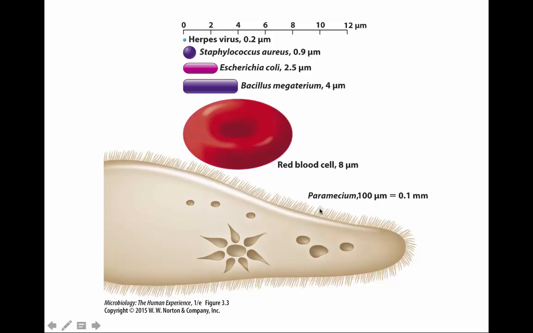Now below that we have our paramecium, and here we're just looking at a part of this paramecium. This paramecium in total is probably 100 micrometers long, so that's 1/10 of a millimeter. So these cells are much, much larger. So eukaryotic microbes tend to range from 10 to over 100 micrometers in size.